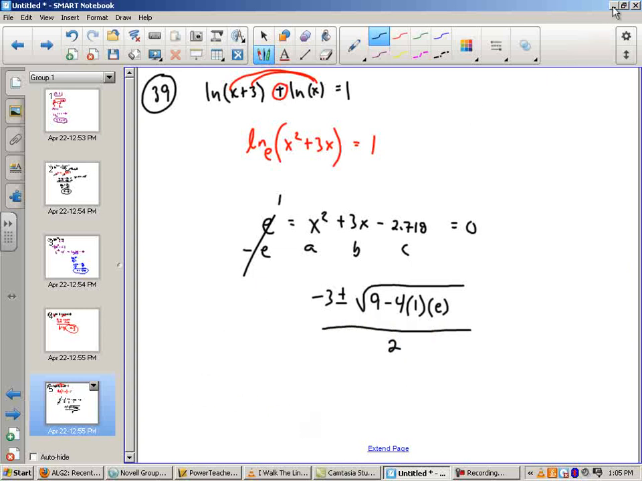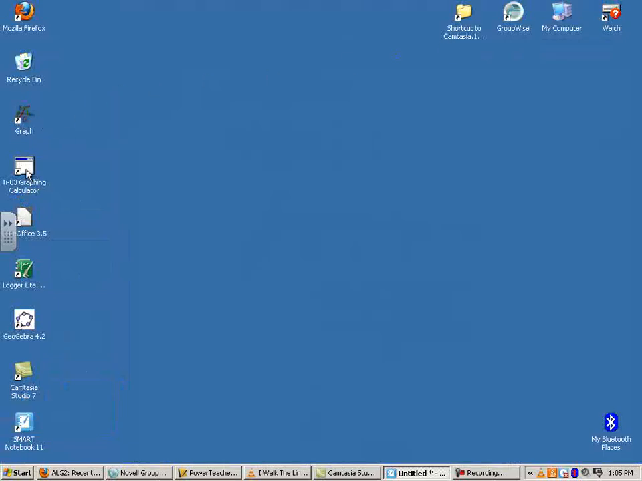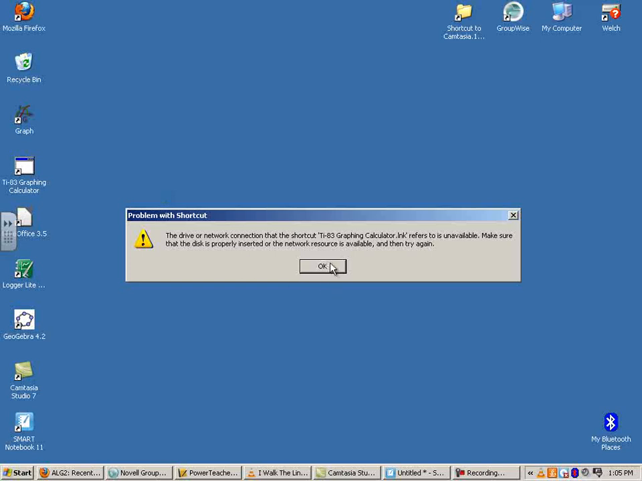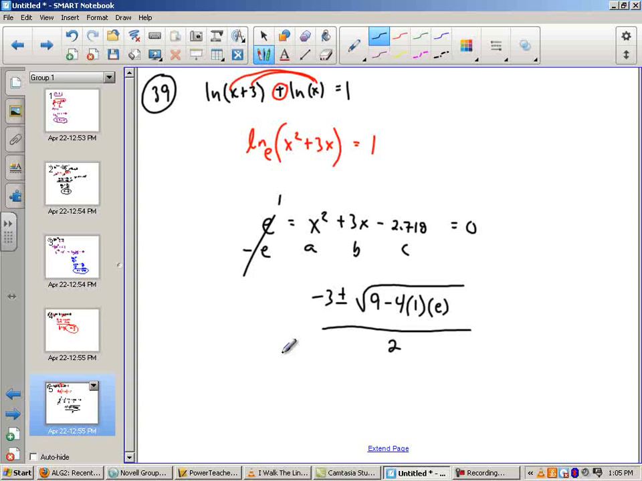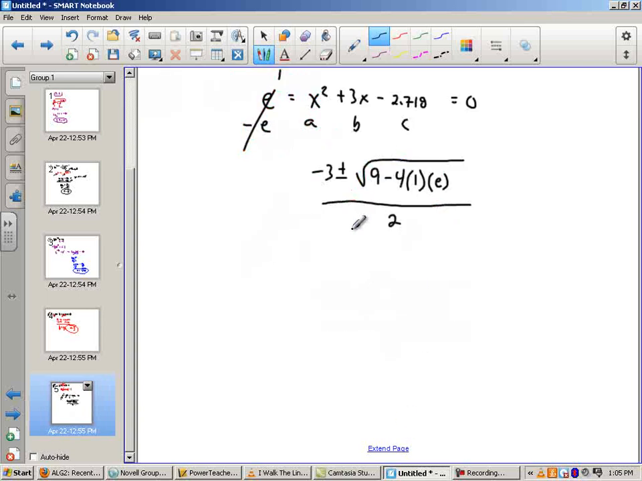Now I'm going to go ahead and grab my graphing calculator. Whoops. It won't let me do it. Okay. Well, I'll do it on my graphing calculator. You can do it with whatever calculator you have. It really doesn't matter. We're going to evaluate the decimal approximation of the discriminant, this root. So negative 3 plus or minus, and I'll take the square root of parentheses 9 minus 4 times 1 times e, and that e needs an exponent of 1, if you don't have one on there already.